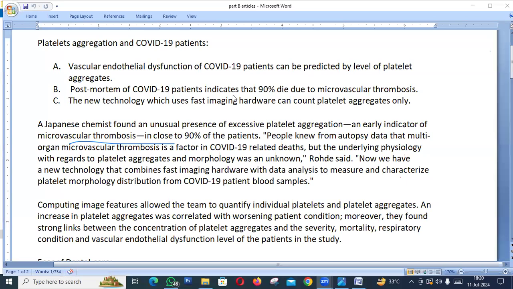Okay. So why is B wrong? Because it's clearly given, microvascular thrombosis is related to platelet aggregation only. So thrombosis is caused by platelet aggregation. It is written here, platelet aggregation morphology was unknown. So it clearly contradicts the question.